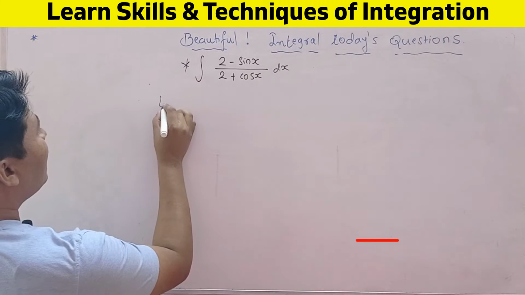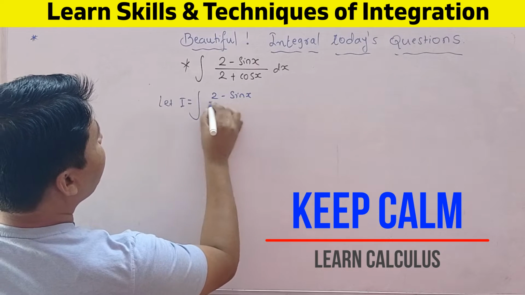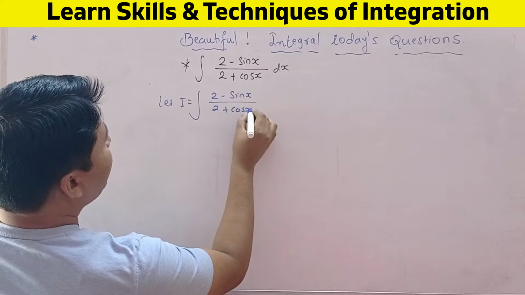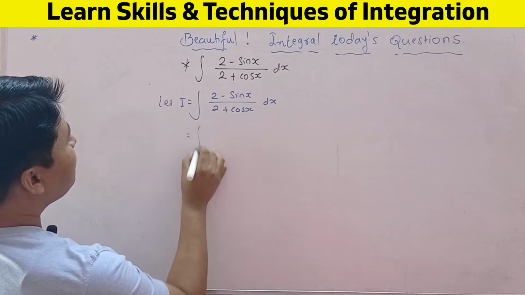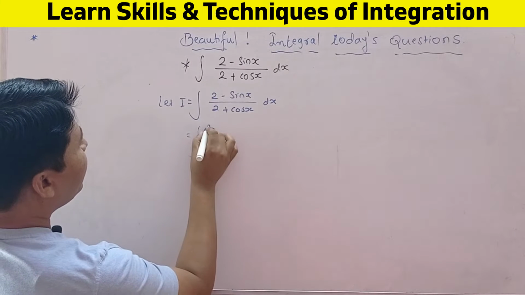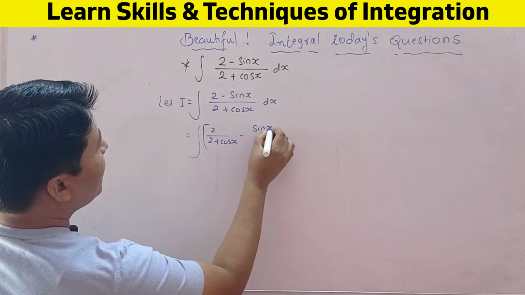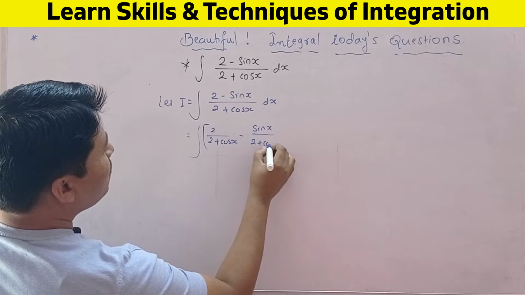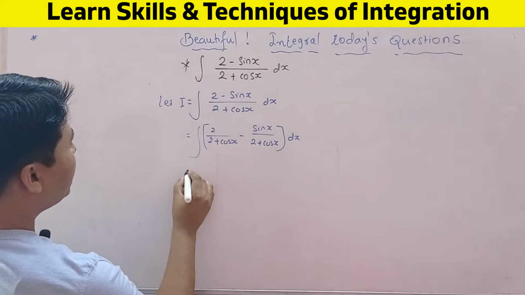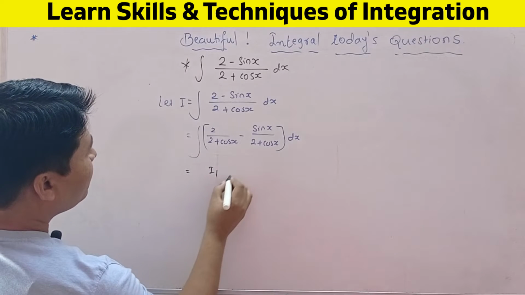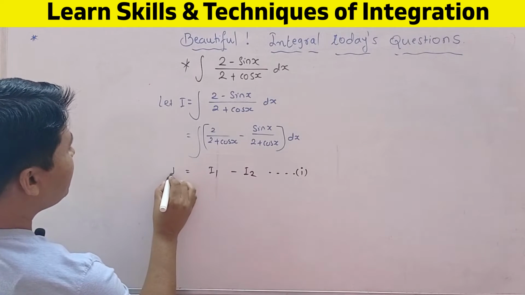Let I be equal to the given integral, (2 minus sin x) divided by (2 plus cos x) dx. Now here we observe that we can separate the terms in the numerator. That means we can write this as 2 upon (2 plus cos x) minus sin x divided by also (2 plus cos x), bracket complete, and dx. Now suppose this is integral I1 minus this integral I2, and let this be equation 1, and this is I.